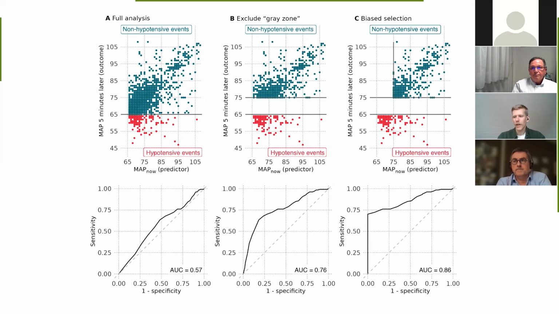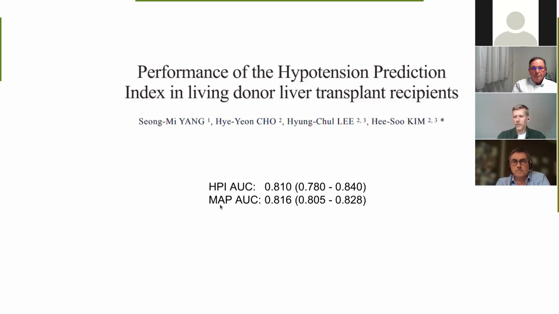And this problem would have been immediately clear if the performance of HPI was compared to that of MAP itself. However, the only direct comparison between MAP and HPI was published last year, and it showed exactly identical performance between HPI and MAP for predicting hypertension. So I found no reason to believe that HPI is any better than MAP for predicting hypotension. And also, the advertised positive predictive value of more than 90% for HPI is highly overestimated. And Simon and I are actually analyzing some preliminary data and can see that it's closer to 10 to 20%.